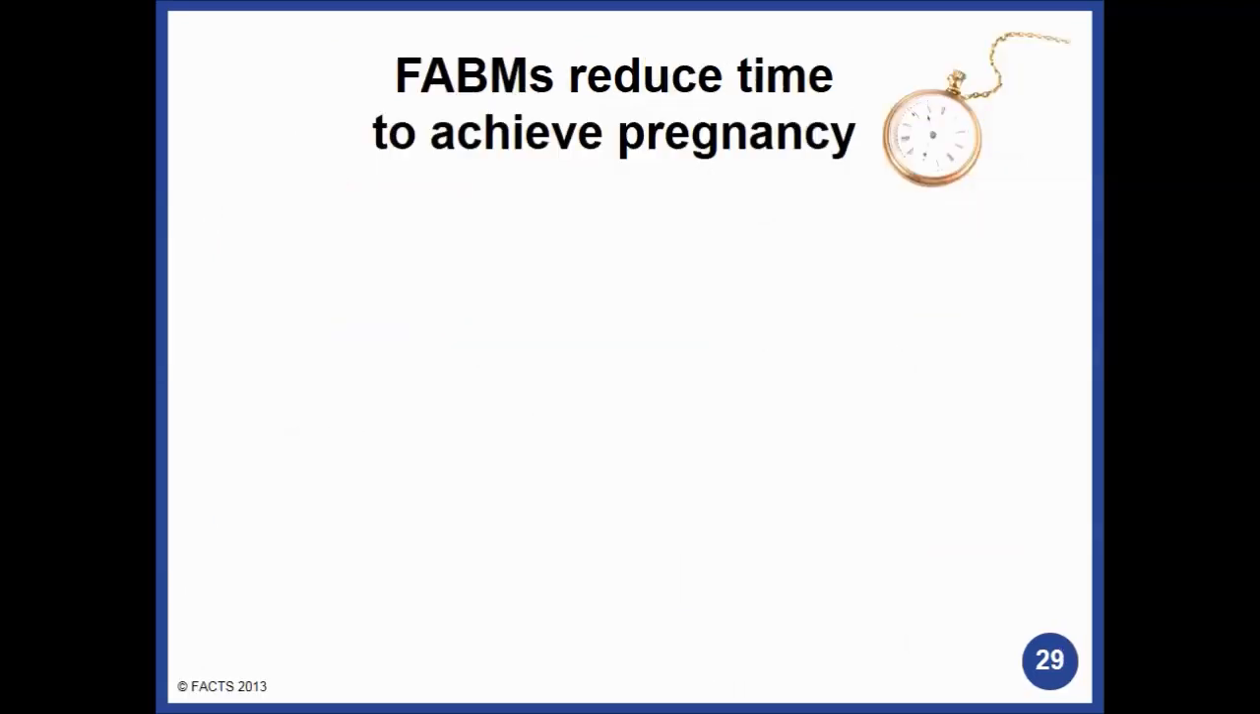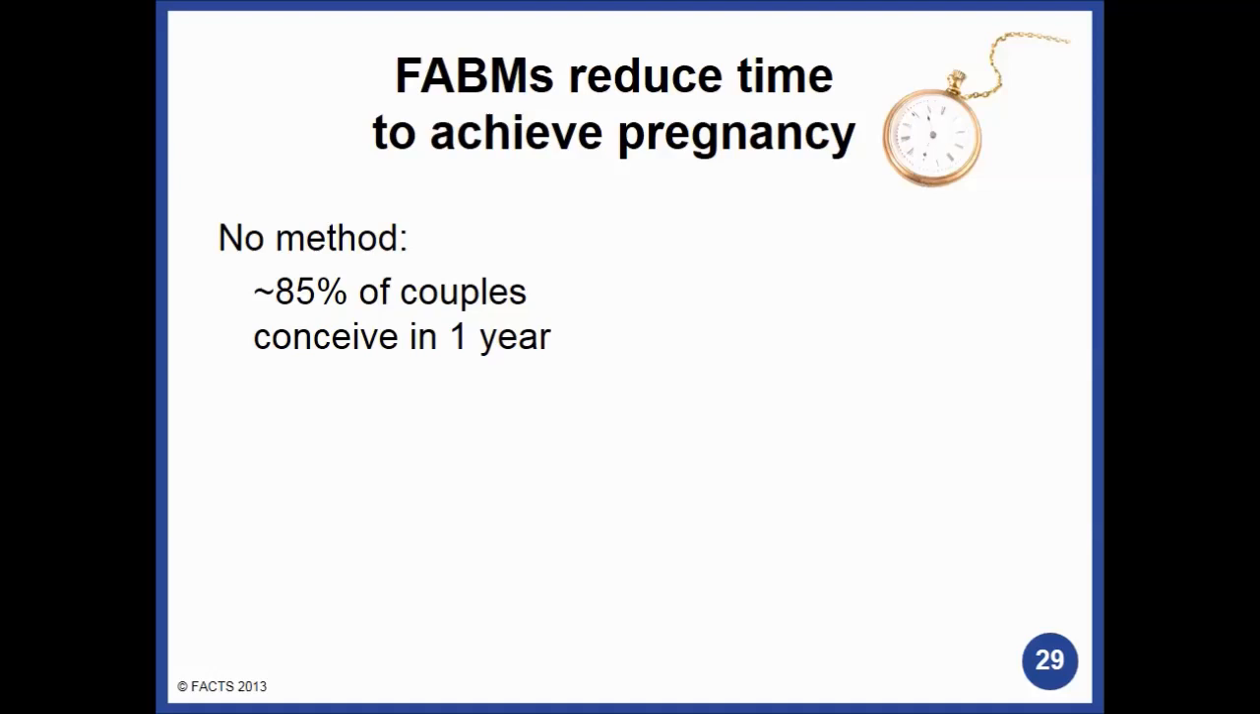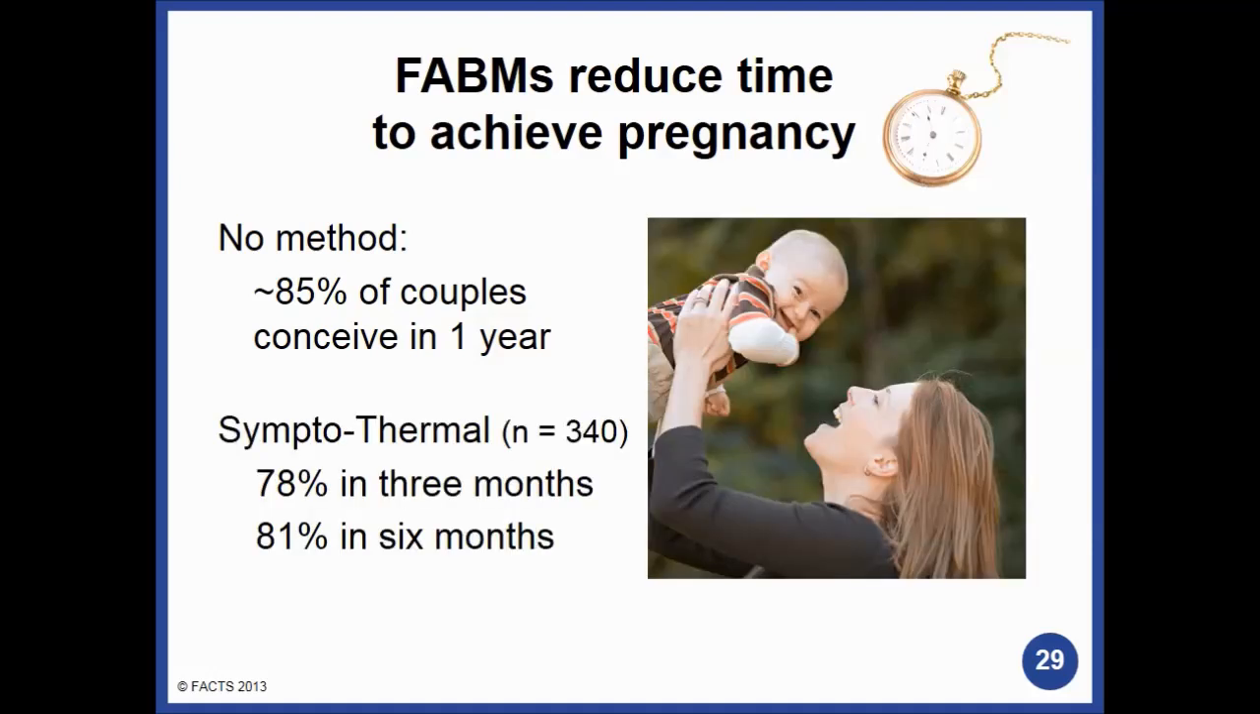So in addition to being effective for pregnancy avoidance, we know that these methods actually reduce the time to achieve pregnancy. With no method of timing or targeted intimacy, couples having random acts of intercourse, 85% of those are going to achieve pregnancy within a year. However, we know that couples who have awareness of the fertile window and are using timed intercourse or fertility-focused intercourse are much more likely to conceive much more quickly.